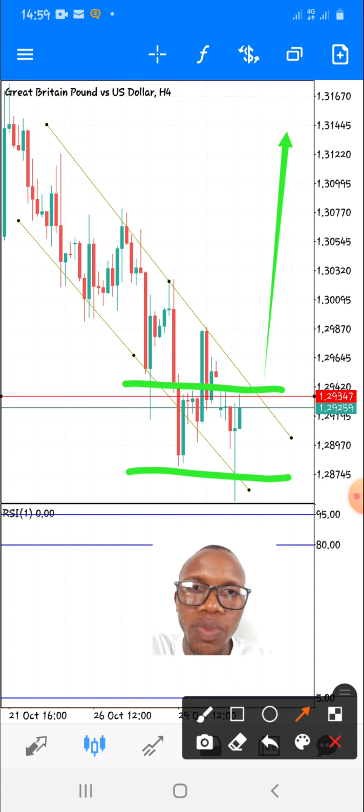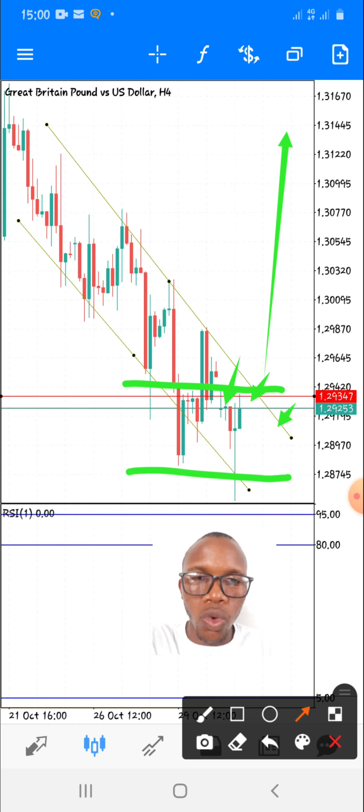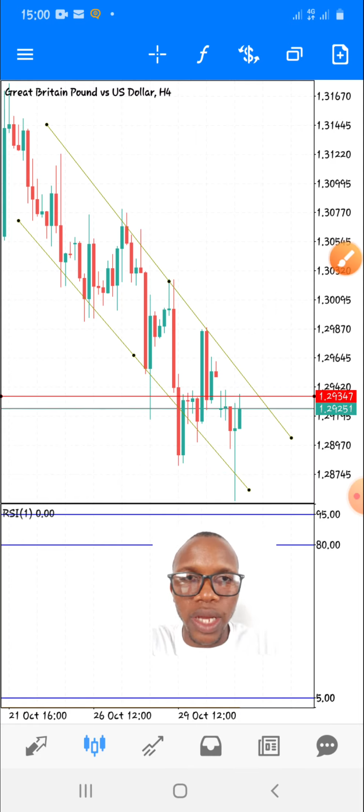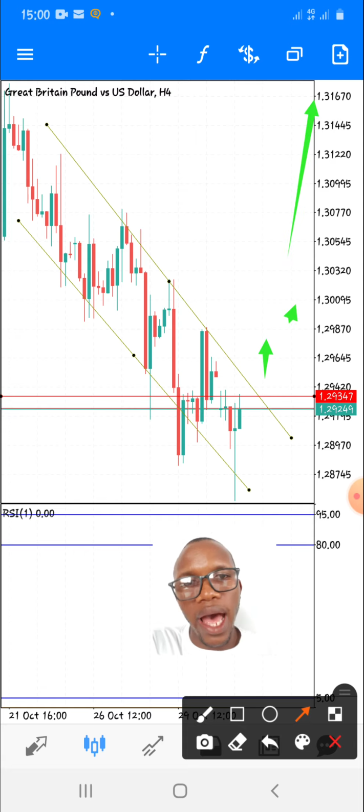But if it fails to break the resistance level, especially on the trend line, this area, the price will go further downwards. But in this case, we are expecting the price to move a little bit higher. Thereafter, we will see at least another confirmation candle, then the price will go high.